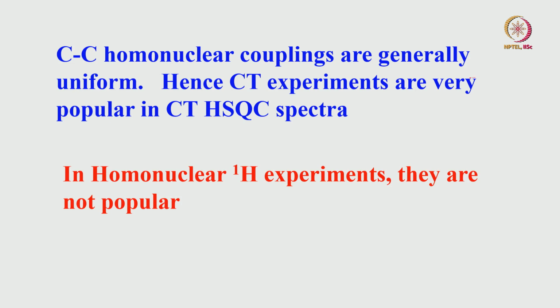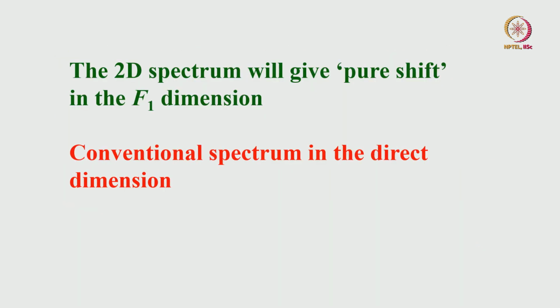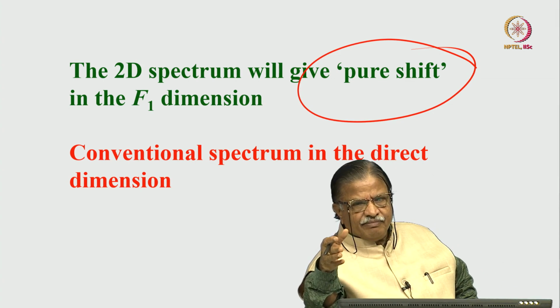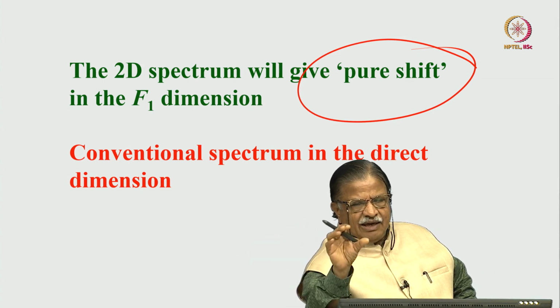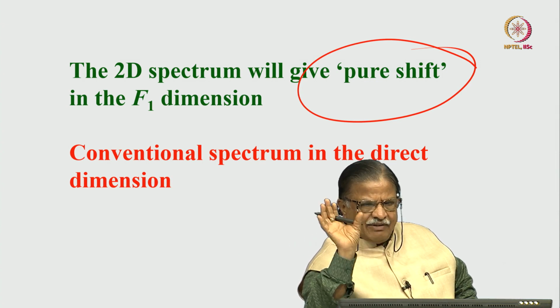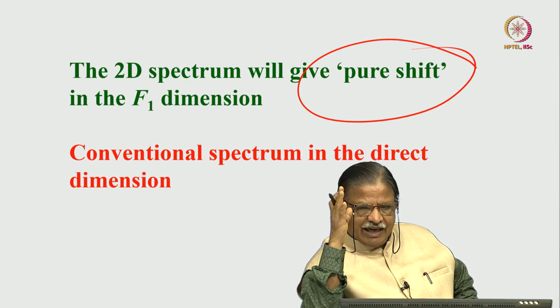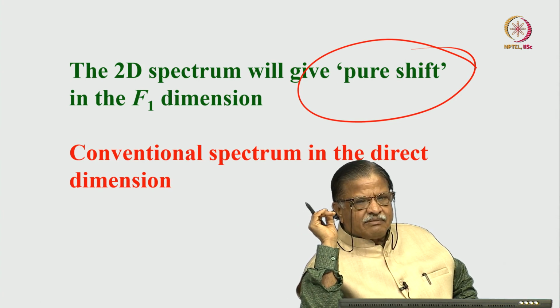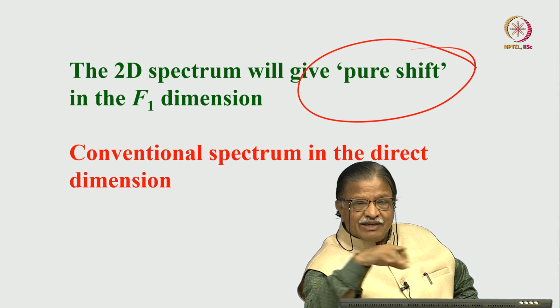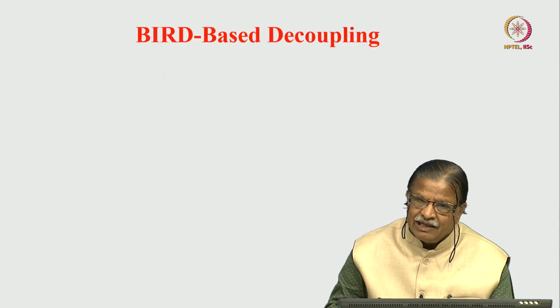They are very popular only in the constant time HSQC experiment, but not for homonuclear experiments. If you take a 2D spectrum of such an experiment and Fourier transform, you get a pure shift spectrum. In the constant time experiment, the T1 dimension is kept constant, and you acquire the 2D data keeping T constant, moving the 180 degree pulse in such a way that you have the incremented T1, but the total period remains constant, and do the double Fourier transformation. In the indirect dimension, you get a pure shift 2D spectrum, and you get the conventional spectrum in the direct dimension. And also another way is BIRD decoupling.